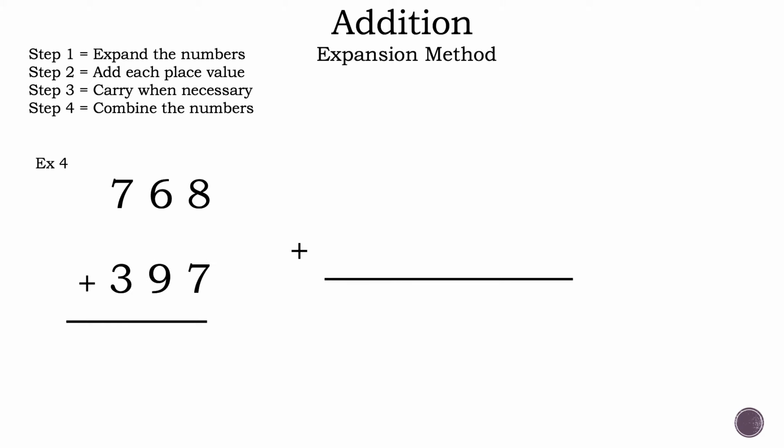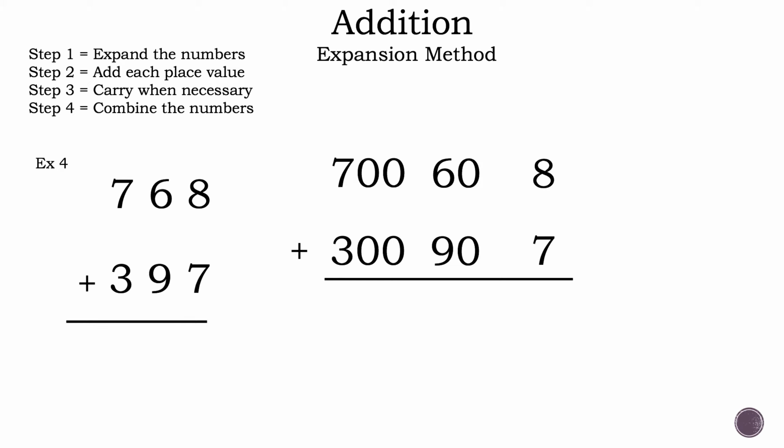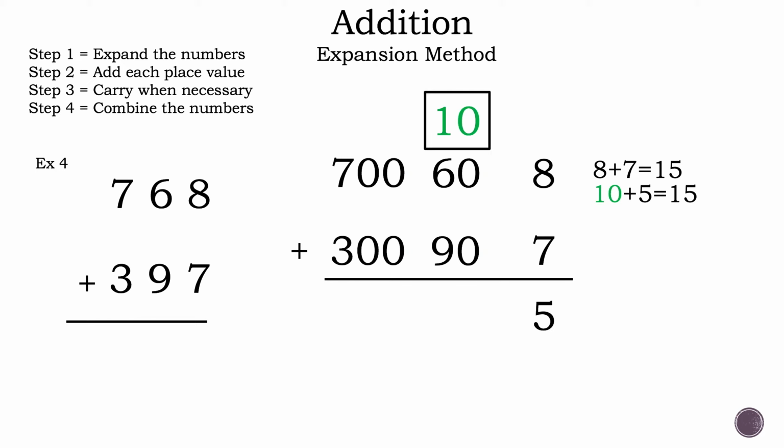So let's take a look at the last example of 768 plus 397. So we're going to go ahead and expand these two numbers, and then we're going to go ahead and add the first place value, which is 8 plus 7, which is 15. Once again, we're going to go ahead and rewrite 15 as 10 plus 5 so we can easier see how the carrying process works. So we bring over the 10 and put the 5 below.